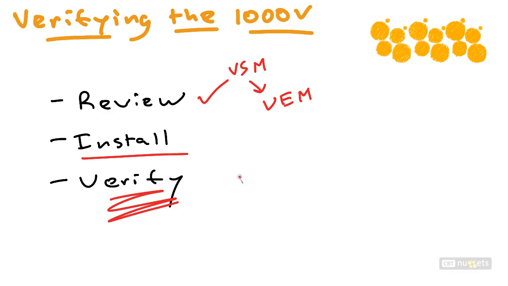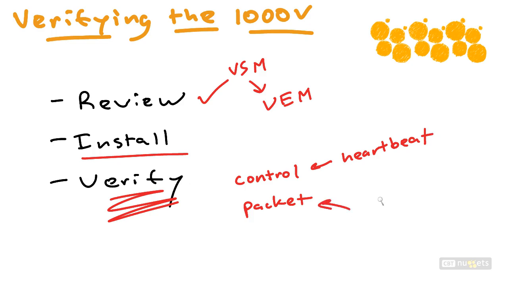I also want you to know about that control VLAN and that packet VLAN that we would create for the purposes of implementing the 1000V. Remember, the control VLAN is for things like heartbeat messages between the VSM and the VEM, whereas the packet VLAN is for more the traditional control traffic that we're used to, like Cisco Discovery Protocol packets and link aggregation control protocol packets as examples.